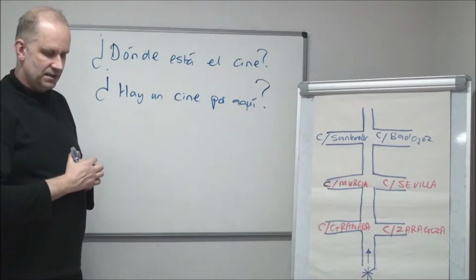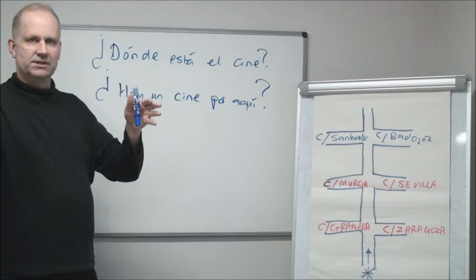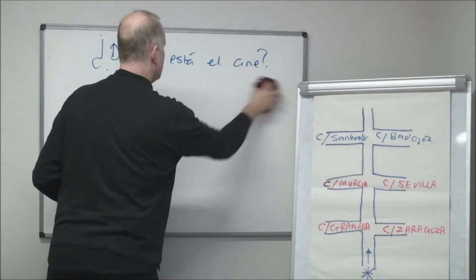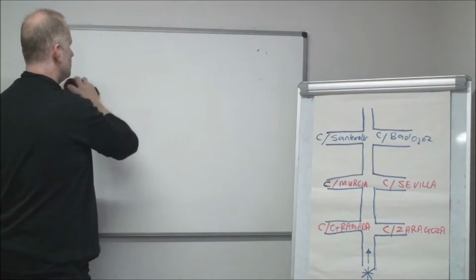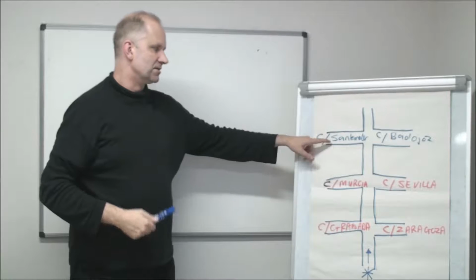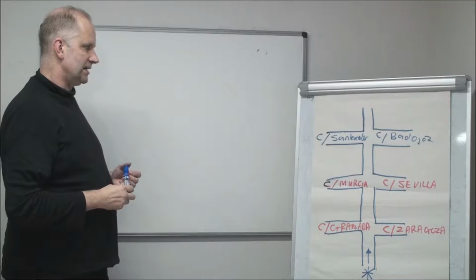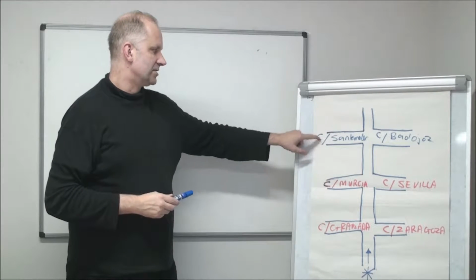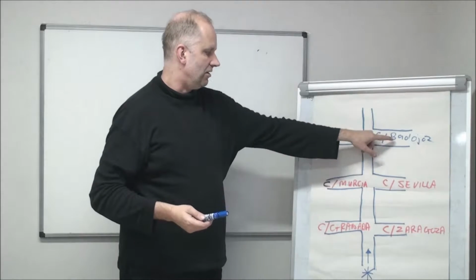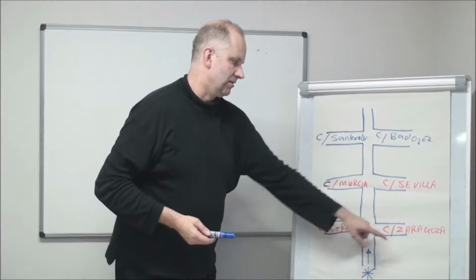What you also might get is somebody just asking for a street. So it might be just go up here and it's the second left, the third right, or whatever. Somebody might ask you where a certain street is. So we've got here 6 streets. Lacking imagination, I've just named them after Spanish towns and cities. The C/ means calle, which means street or road. Calle Santander, Calle Badajoz, Calle Murcia, Calle Sevilla, Calle Granada, Calle Zaragoza.